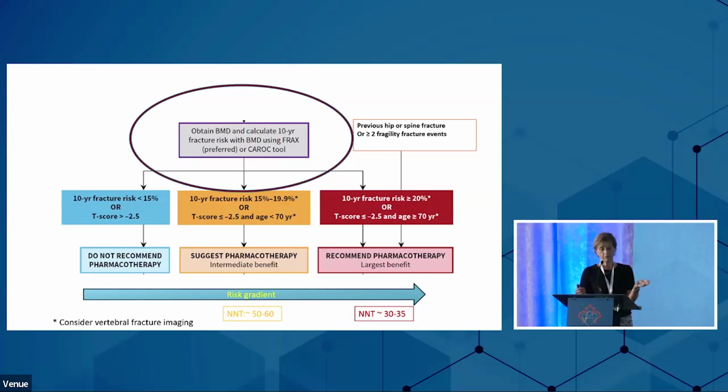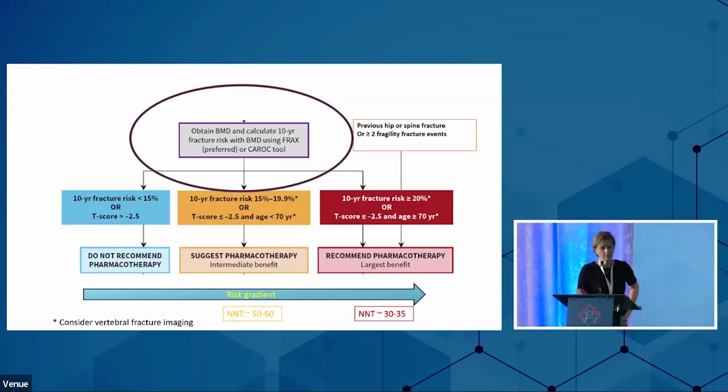If they have a 10-year fracture risk above 20%, or if their T-score, and this is new, is below -2.5 with an age over 70, they are considered to be at high risk because there are data that support that older people who have a low T-score respond better to treatment than those whose T-score is higher. It's not that the ones with the higher T-score don't respond, but the others have a better response.